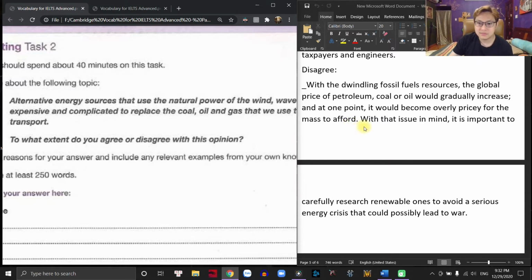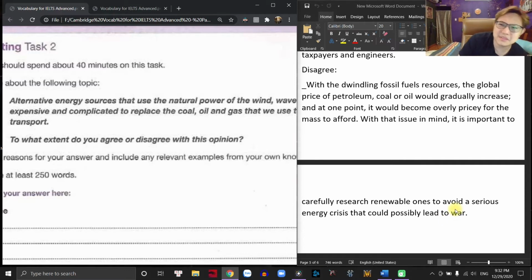And then I provide a solution here, và sau đó mình cung cấp một cái giải pháp ở đây. With that issue in mind, it is important to carefully research renewable ones to avoid a serious energy crisis that could possibly lead to war. Cái giải pháp của mình là gì nè? Rất là quan trọng để có thể nghiên cứu một cách cẩn thận những cái nguồn năng lượng thay thế để tránh được cái gọi là khủng hoảng năng lượng nghiêm trọng mà nó có thể dẫn đến một cuộc chiến tranh.